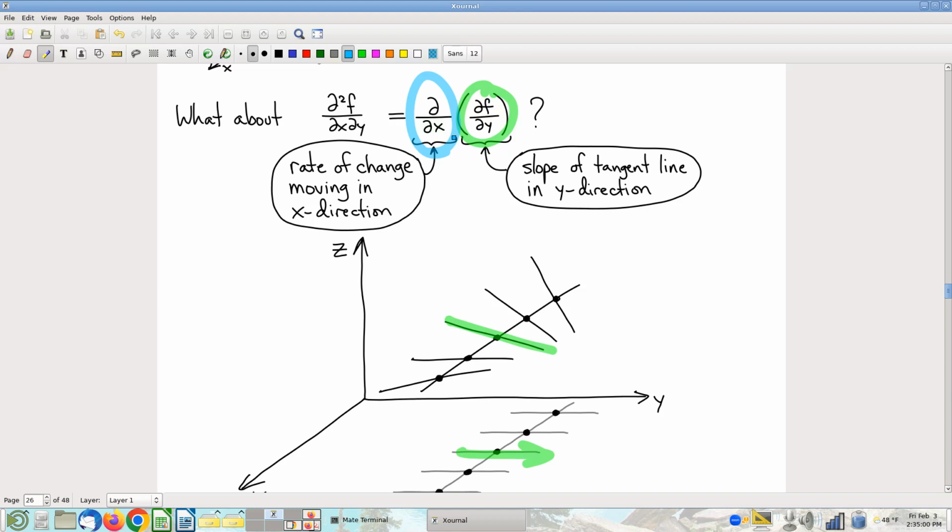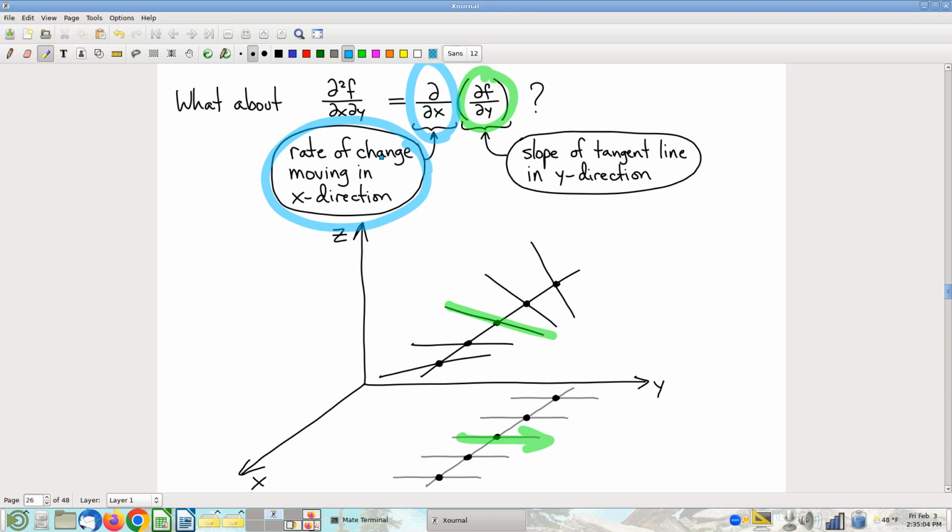What I can do is interpret this x partial as: as I move in the x direction, how does that thing I'm taking the x partial of change as I move in that direction? So what we're going to talk about next time on Monday is how I would make sense out of this picture of keeping track of the y partials in this direction, and how those y partials are changing as I move in the x direction like this.